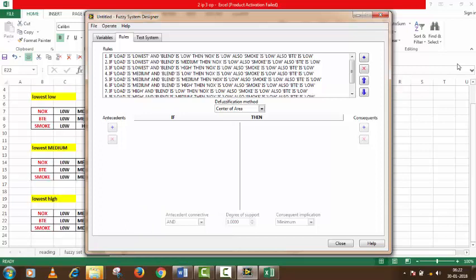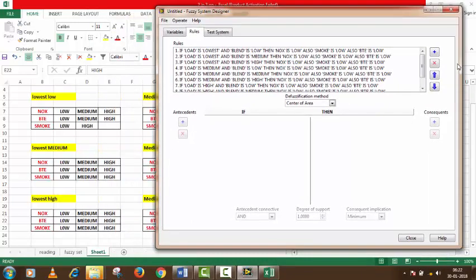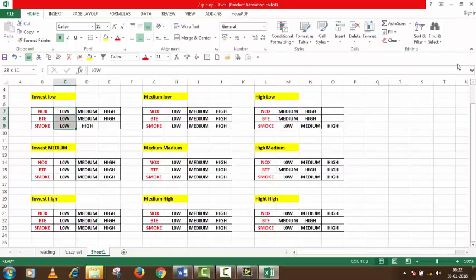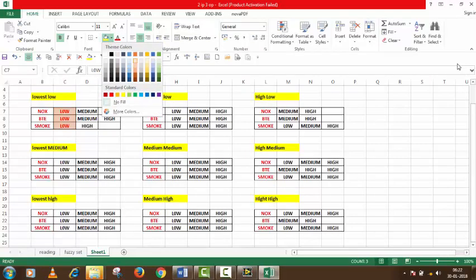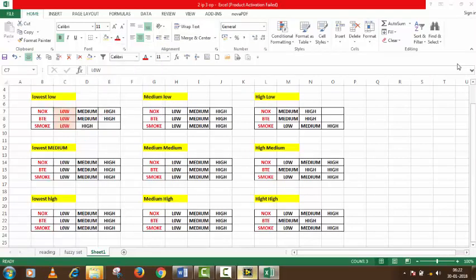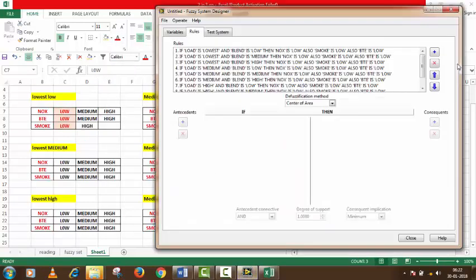Okay, so for the first example, coming here, if the load is lowest, blend is low. Okay, this combination, the NOx is low, smoke is low, BT is low. Okay, so this combination is over. So highlight it, for example, in this color. Okay, so next, the first rule is correct. We have to check this rule also. Coming to next, the load is lowest, blend is medium. The remaining 2 rules are not added. Okay, we have to add these rules.